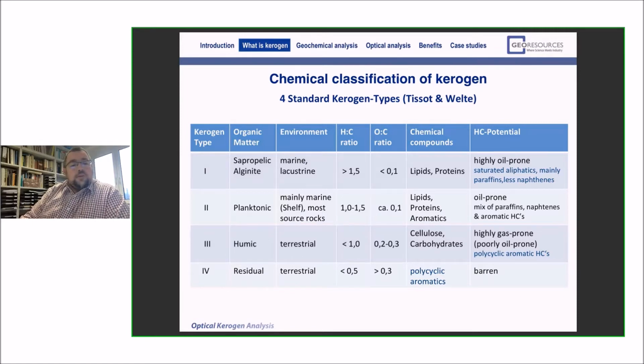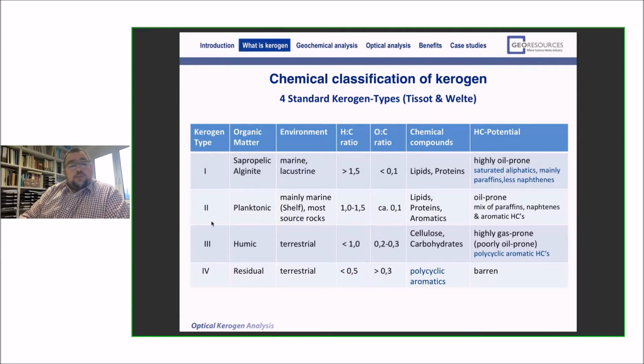And this is type 1, sapropellic alginate, mainly in marine and lacustrine environments, very high hydrogen ratios, low oxygen ratios, and mainly made of lipids and proteins. And this stuff is highly oil prone, producing mainly paraffins, less naphthenes.